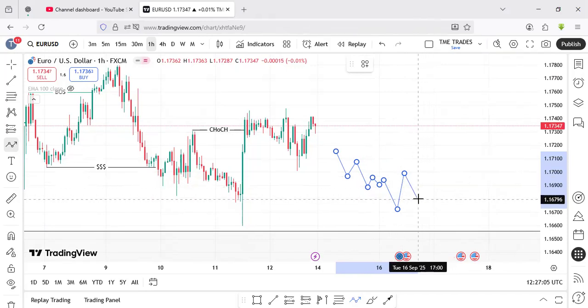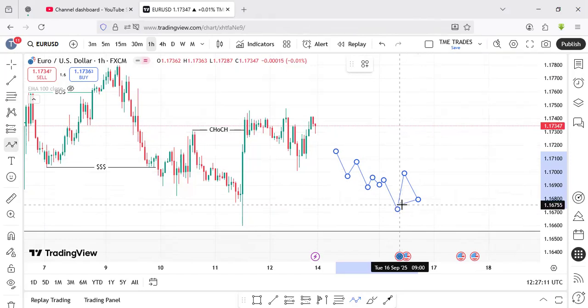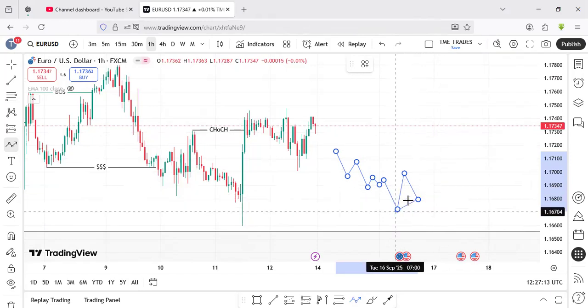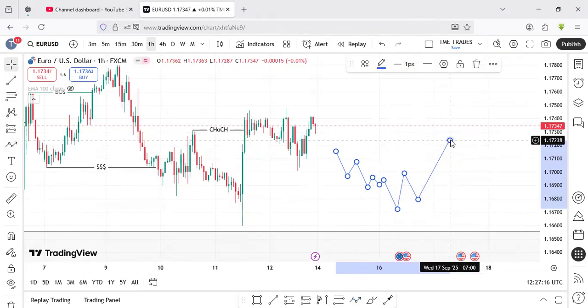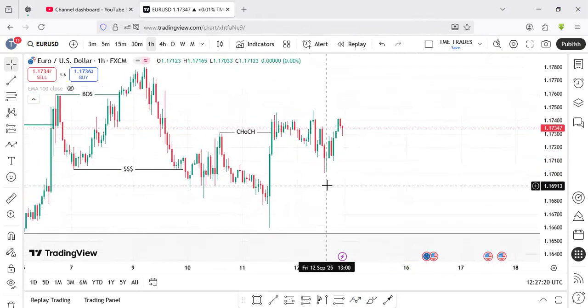We expect at least a 50% retracement before continuation to the upside, or for the market to come to another order block or fair value gap before continuation to the upside. So looking at this, this is what the market has actually done.